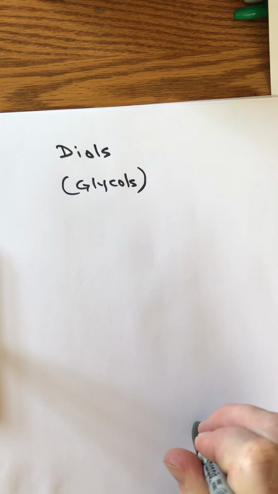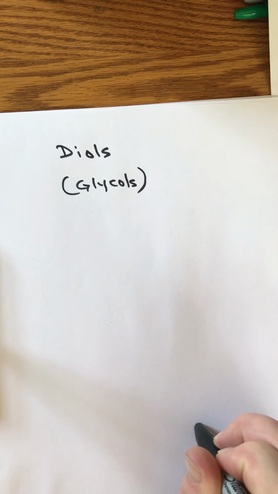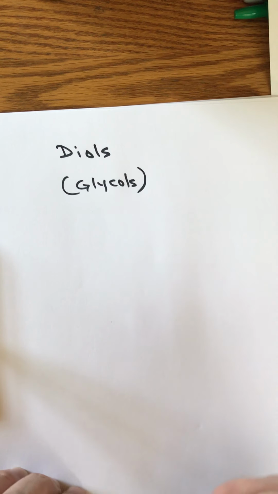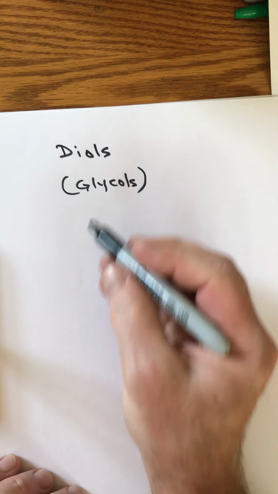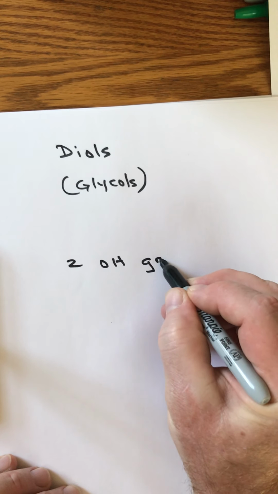If I'm not mistaken, the material in plants that make you itch, things like poison ivy and poison oak, that's a diol. I think it's urushiol. 2 OH groups stuck onto an organic molecule. So, other side of the card, 2 OH groups.